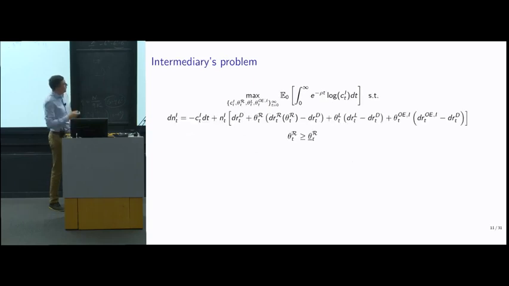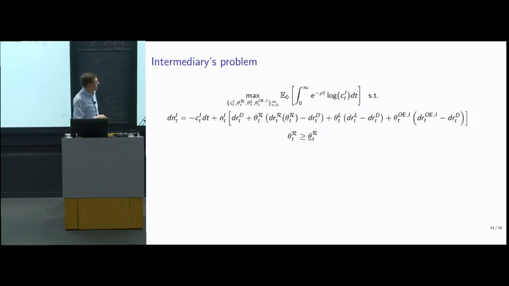Okay, so the intermediaries are going to be somewhat more involved. They will also have log utility, same discount rate, and their portfolio is going to be also more complicated. Maybe let me talk through it starting from the back. So the way their net worth evolves, they consume, and then the return they get is going to be the excess of some return on deposits, portfolio weight on outside equity times the excess return on that, portfolio weight on long-term bonds times the excess return on long-term bonds, and finally portfolio weight on reserves times the excess return on reserves. But here, the return on reserves is going to depend on their portfolio weight on reserves.